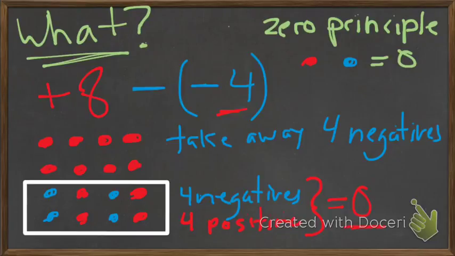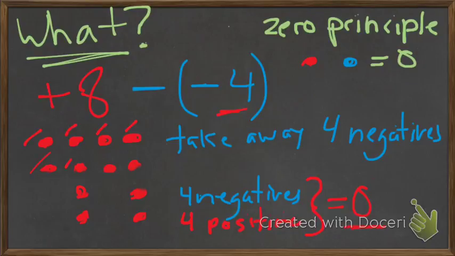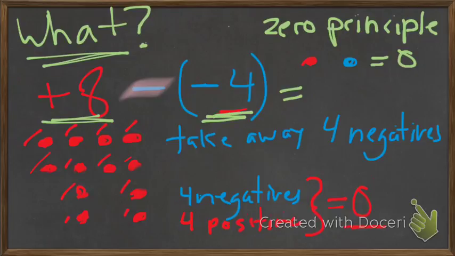So what are we going to do? We're going to literally take those 4 negatives away. There goes 1, 2, 3, 4. Now I'm also going to erase my white rectangle, trying not to erase the red counters. I kind of erased them a bit, but I'll draw them in again. And we're going to count up what we have: 1, 2, 3, 4, 5, 6, 7, 8, 9, 10, 11, 12. So positive 8, take away negative 4 equals 12. What?